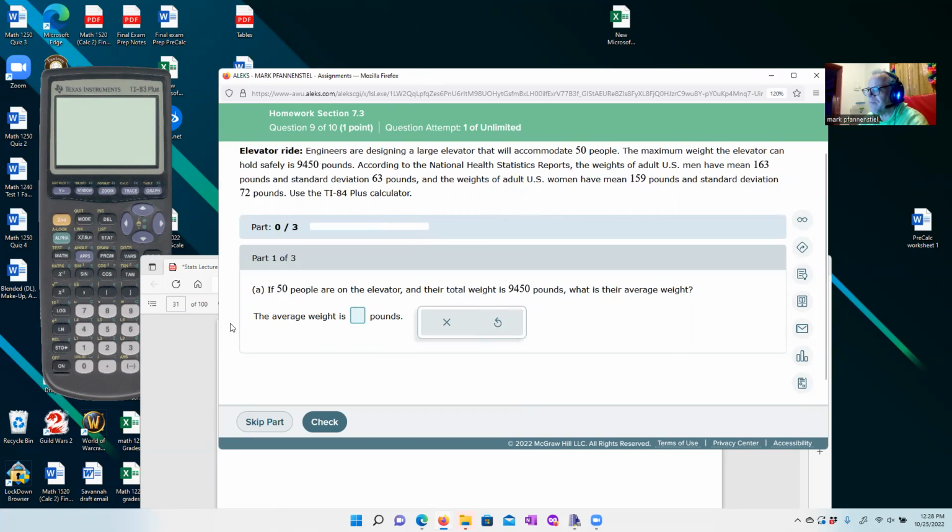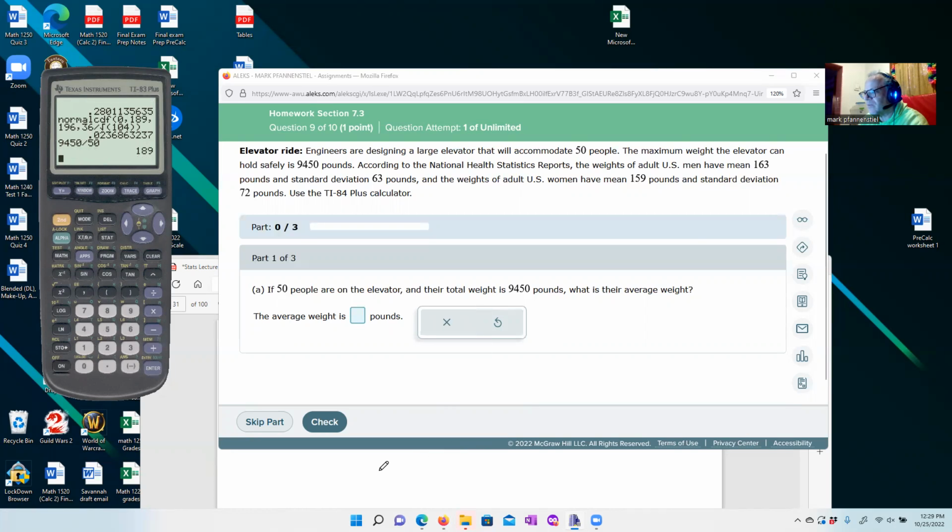So for our sample, we're going to cram 50 people on this elevator. If their total weight is 9,450 pounds, what is their average weight? I'm going to deal you the same kind of problem. I'm not going out of bounds here. This is a difficult problem by itself, so I'm going to try to make it as close as possible to the kind of thing that you practiced.